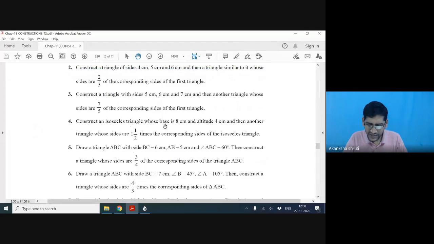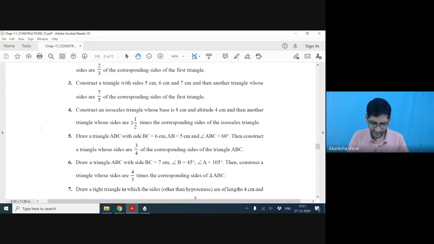Construct an isosceles triangle with base 8 centimeter and altitude 4 centimeter. Can you draw this? Let me explain this. And another triangle whose sides are 3/2 times the corresponding sides of the isosceles triangle. I am going to draw this question number 4.